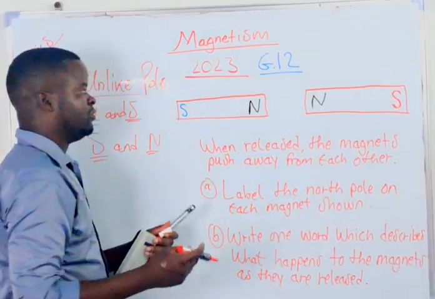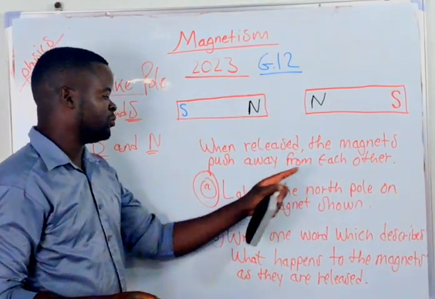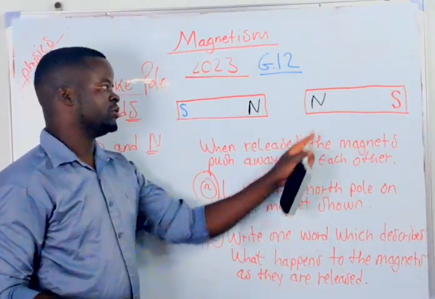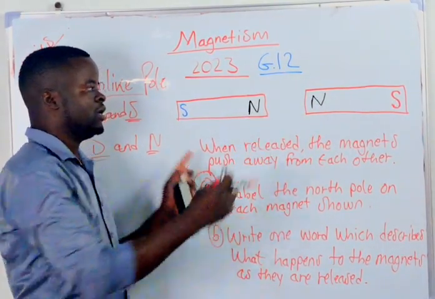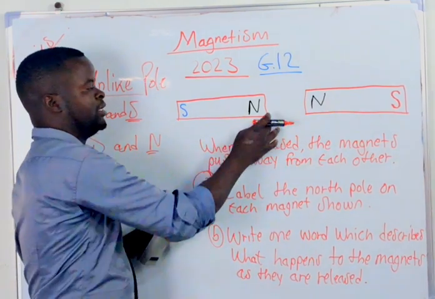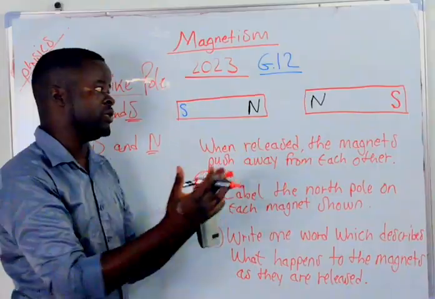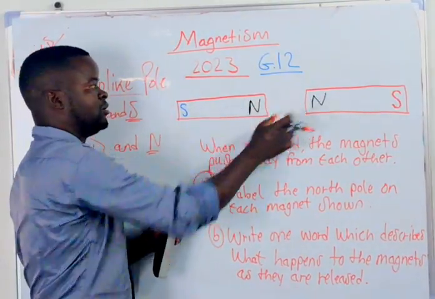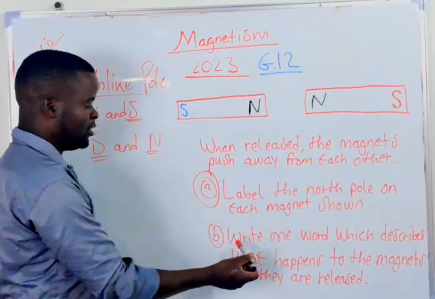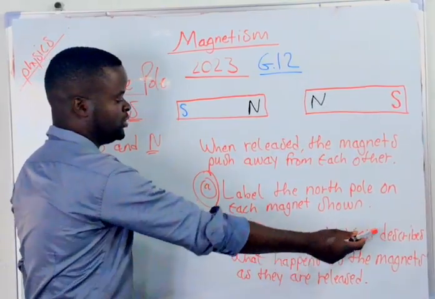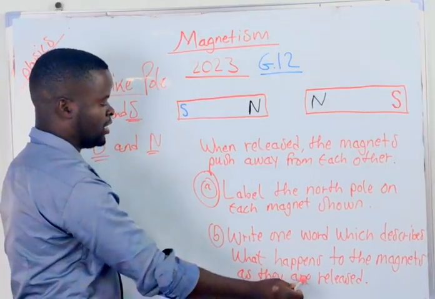So we have responded to question A, which is asking us to label the north pole on each magnet shown. So the north pole is this one, and the other pole is this one. So the two bar magnets have like poles existing, so there is a force of repulsion between them, according to the condition of like poles.